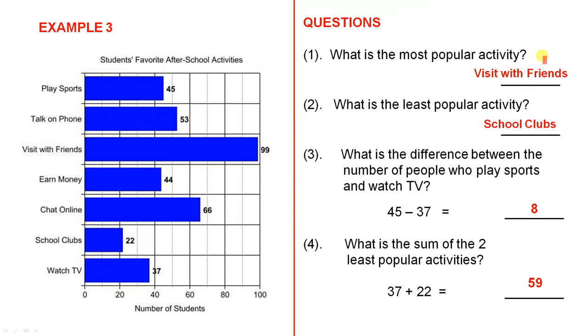What is the most popular activity? Again, the longest column, visit with friends. What is the least popular? The shortest is school clubs.